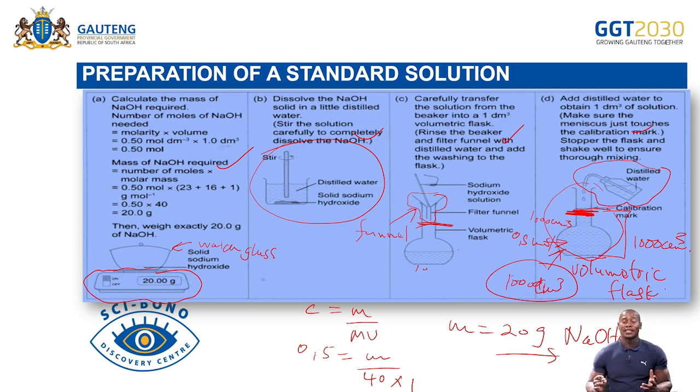And then from the standard solution, what do you do with it? You transfer that standard solution into a burette, right? So you fill the burette to the 0 mark. Then you have a standard solution in your burette, so you already know the concentration. And on your conical flask or Erlenmeyer flask, you have a solution of which you don't know its concentration, but you know its volume.